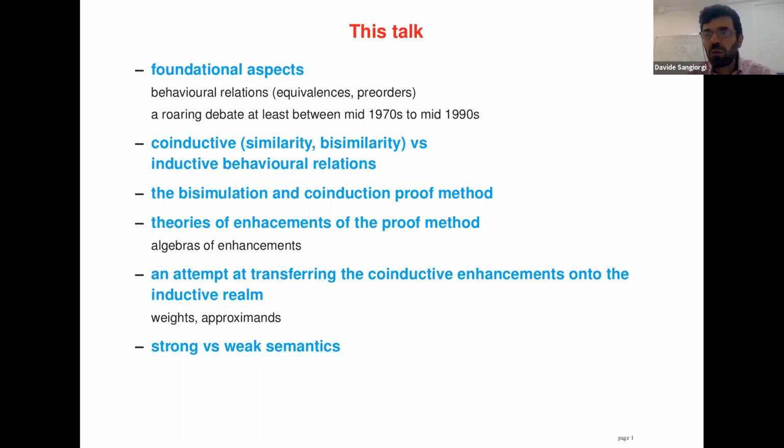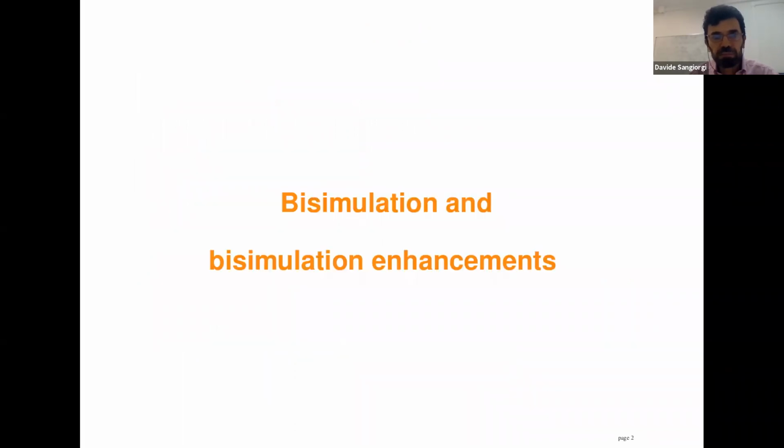So in the first part of the talk, I will give an overview of theories of enhancements of these methods. And in the second part of the talk, we'll discuss an attempt at transferring these coinductive enhancements to the inductive realm, using notions like weight and approximants. And probably I will not have time to discuss strong versus weak semantics.